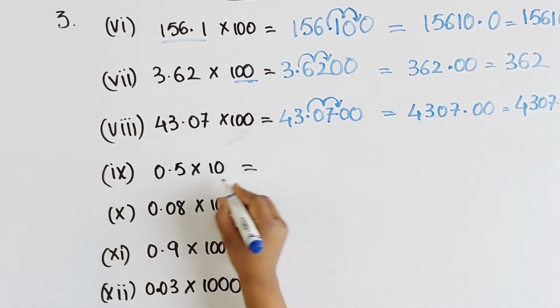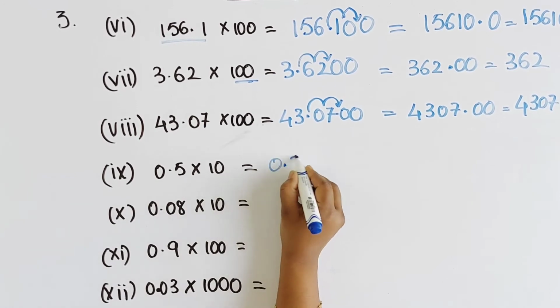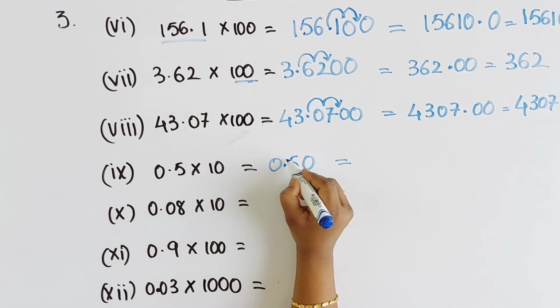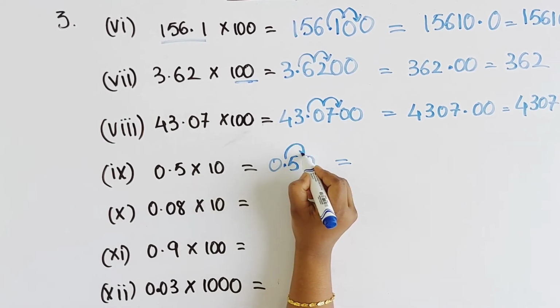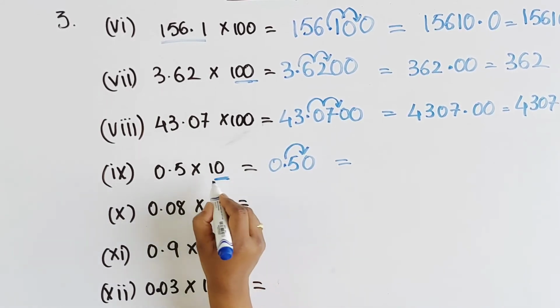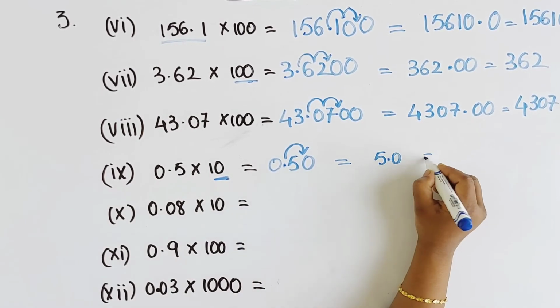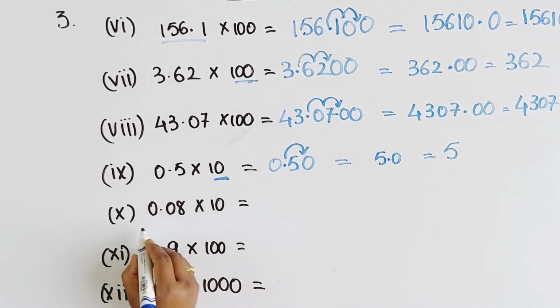4307. 0.5 into 10. 10 means one zero. Now the point will move to the right side after one number because we are multiplying with 10. So the answer is 5.0. That means 5 is the answer.